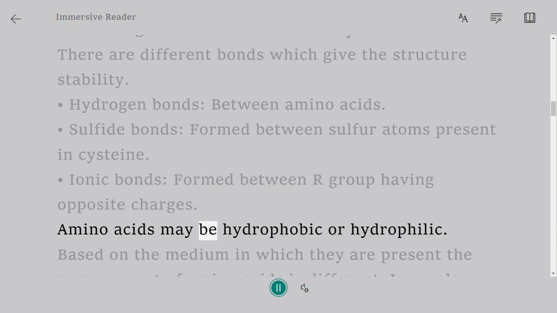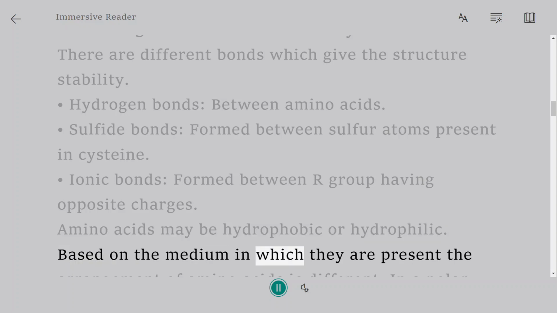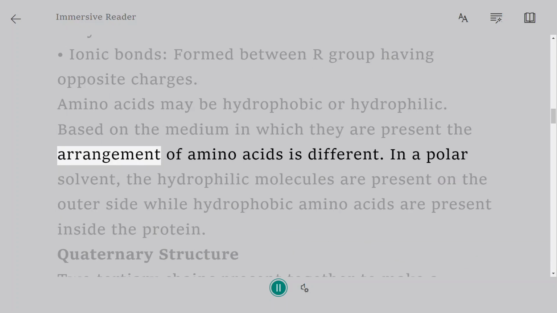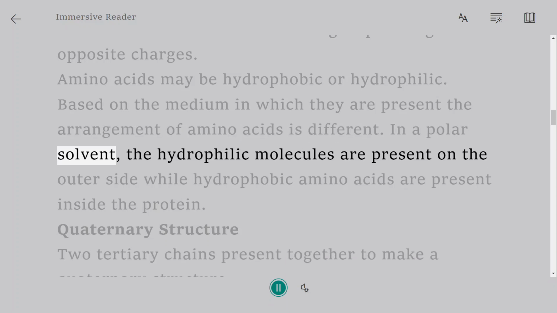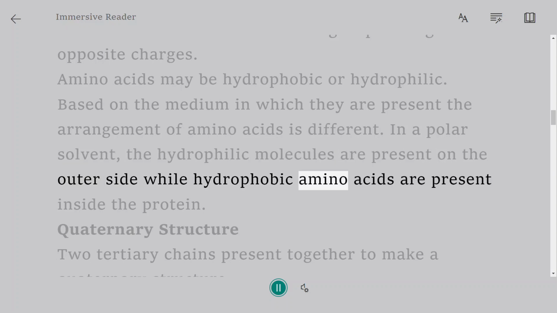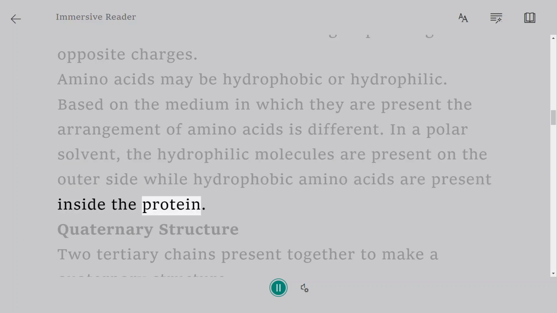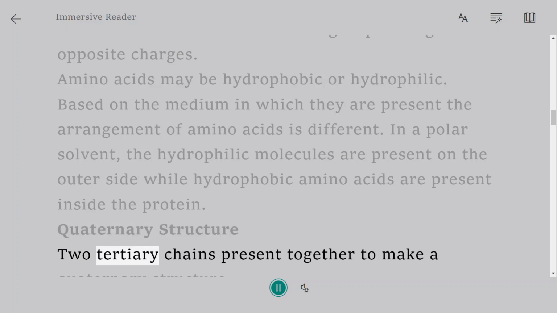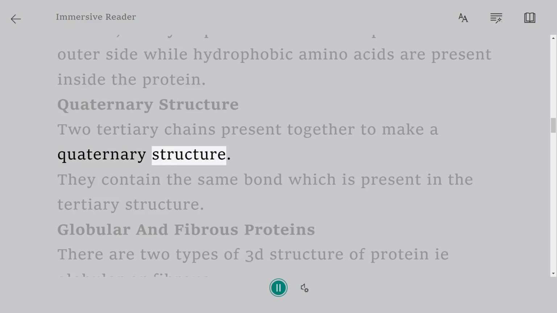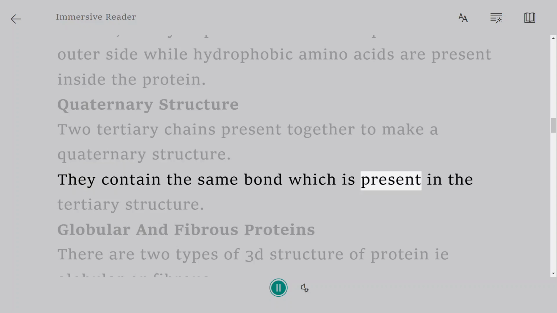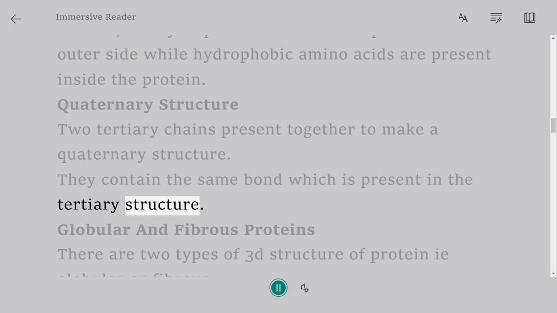Amino acids may be hydrophobic or hydrophilic. Based on the medium in which they are present, the arrangement of amino acids is different. In a polar solvent, the hydrophilic molecules are present on the outer side while hydrophobic amino acids are present inside the protein. Quaternary structure. Two tertiary chains present together make a quaternary structure. They contain the same bonds which are present in the tertiary structure.